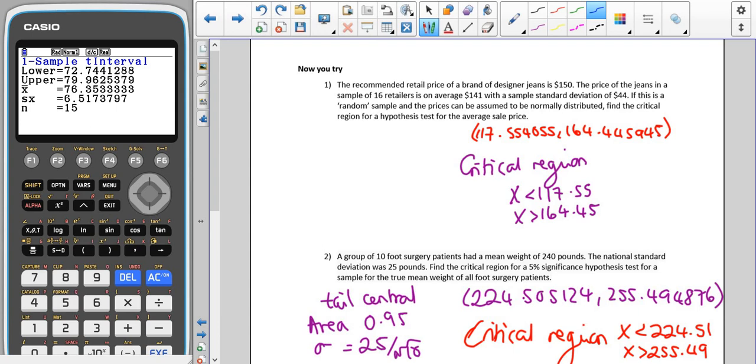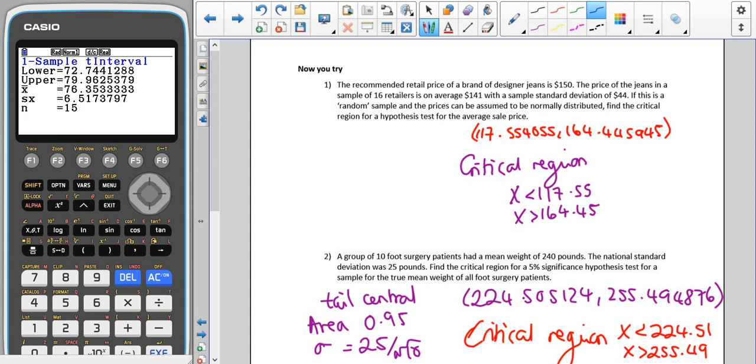So for the first question here, we have the recommended retail price for a pair of designer jeans is £150. The price of the jeans in a sample of 16 retailers had an average of $141, and a sample standard deviation of $44. If this is a random sample and the prices are assumed to be normally distributed, find the critical region for a hypothesis test for the average sale price. So you can see here that we end up doing t because we have a small sample which is 16 and we only have the sample standard deviation, so that's how we know that it's t.